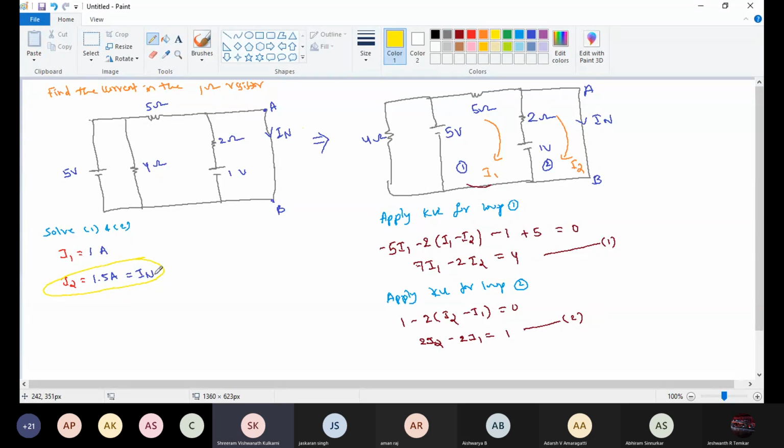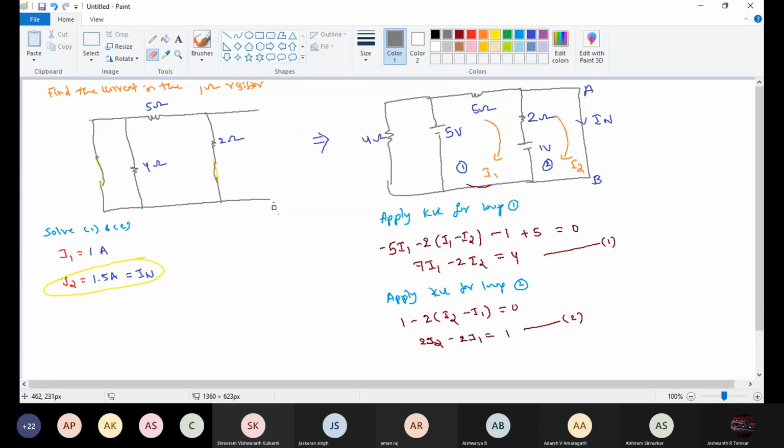For finding RN, we need to short the voltage sources. One more voltage source is there, we need to short this one too. For finding RN, you need to short both the voltage sources.